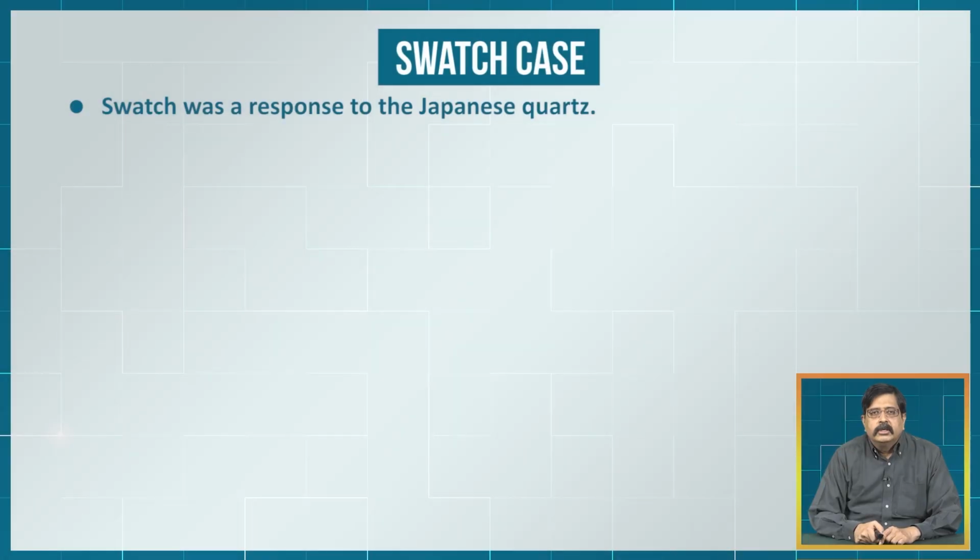Swatch was actually a response to the Japanese quartz watches which were flooding the market at very low prices. The Swatch was the first to use integral architecture in watches. Till then, the watches were made using modular architecture where there was a mechanism which was mass manufactured and then put into the case which the company would make. Swatch was the first to use an integral architecture structure where all the components were mounted on a base plate inside the watch itself and not as a separate module.